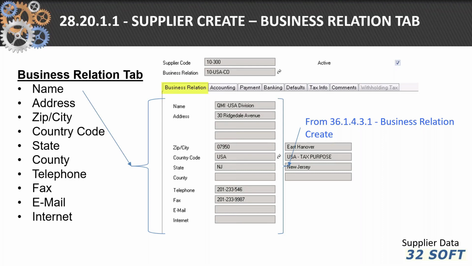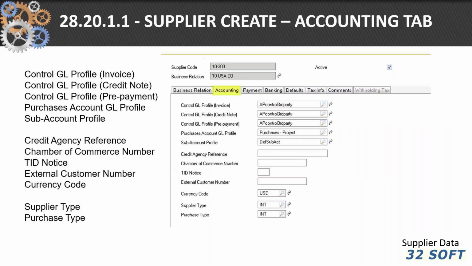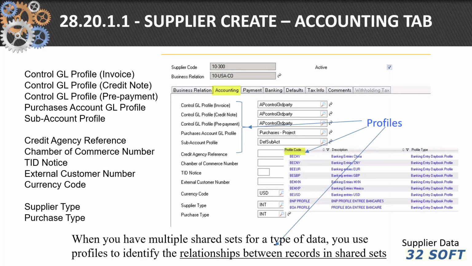28.2.1.1 supplier create. So the first tab is the business relationship. That's going to come from the activity that you just did in 36.1.4.3.1. Then you have an accounting tab. Accounting tab allows you to put in profiles.